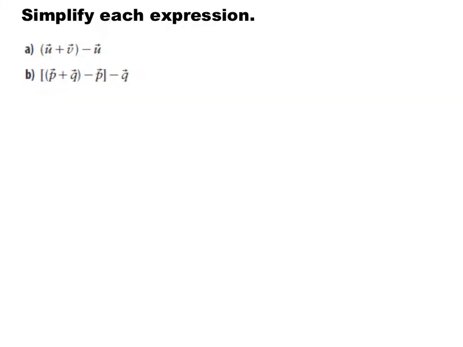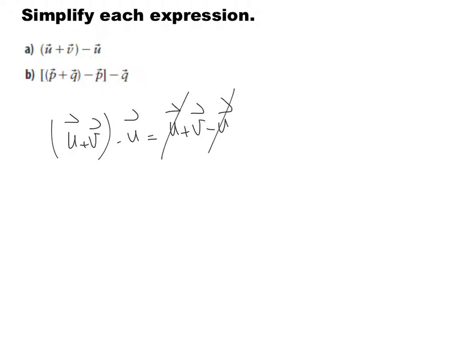In the last example, we are going to find an expression after it's simplified. For instance, the first one is u plus v minus u. This is the same as u plus v minus u. U cancels with u, so we get v here.